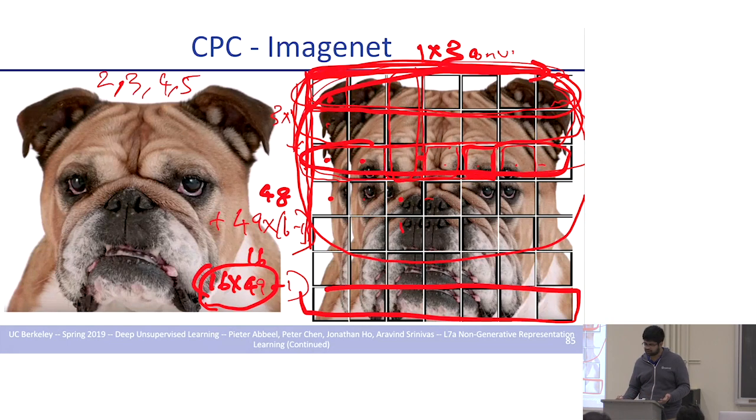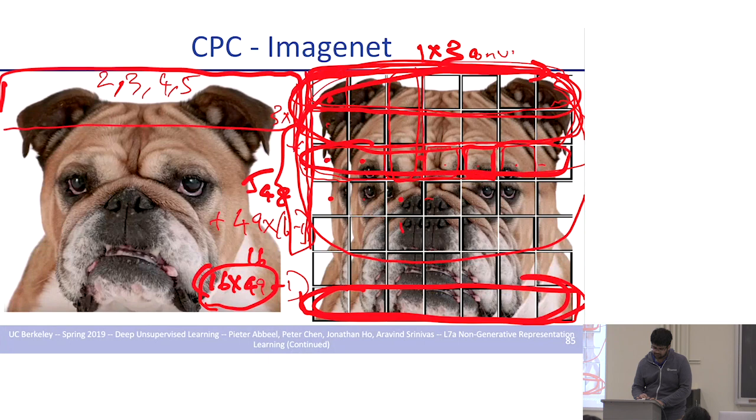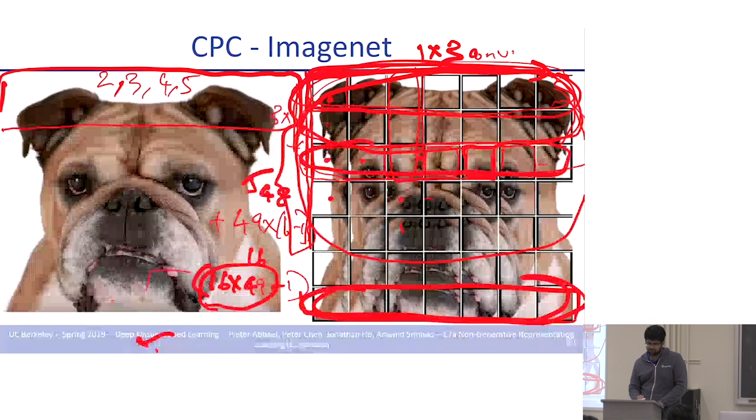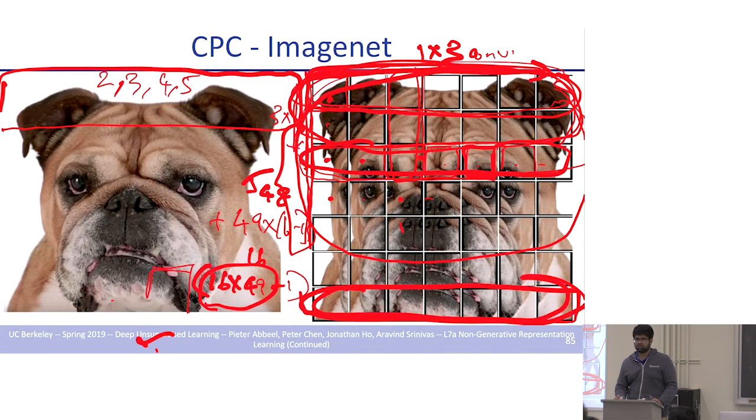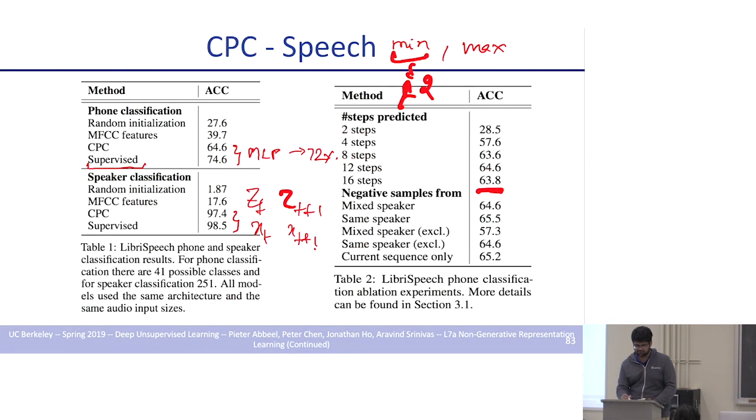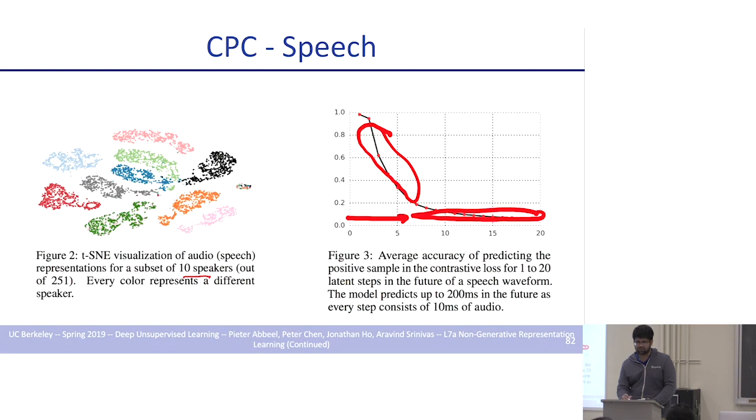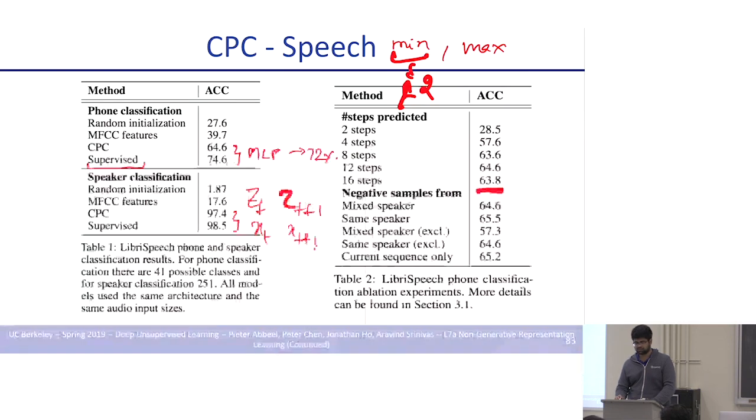If the number of steps is five, the task might be like, look at the first two rows and predict the last row, basically have a gap of five rows and predict the last. So that might be really hard. Like if you just look at this part of the image, it looks like a dog, but you're not sure. You probably don't know how the mouth or the tongue looks like at the bottom. So that's why the classification accuracy reduces as the number of steps increases.